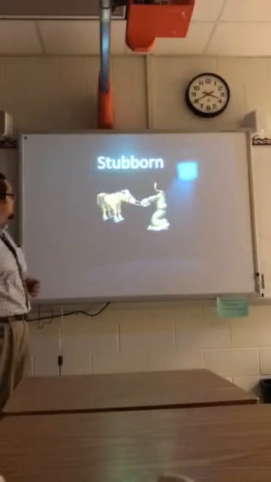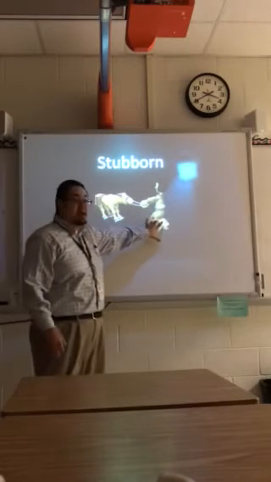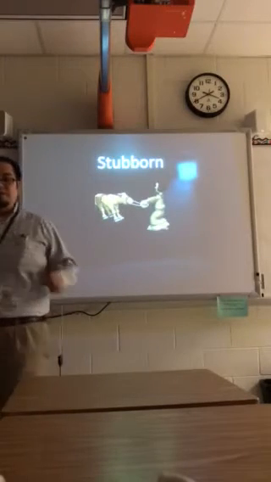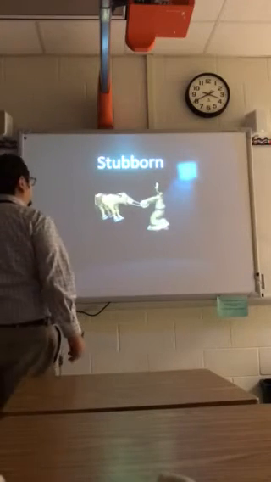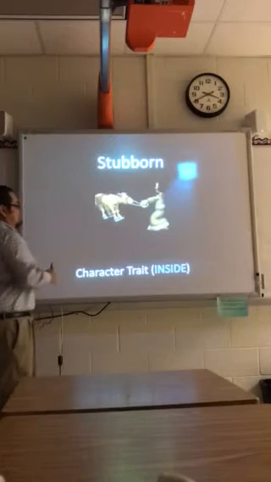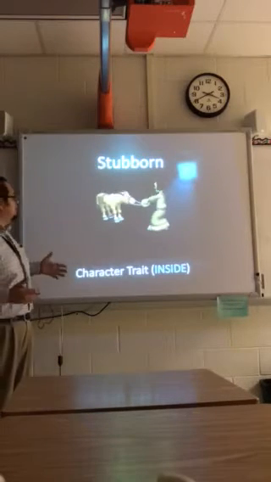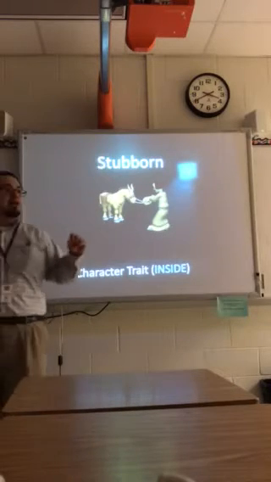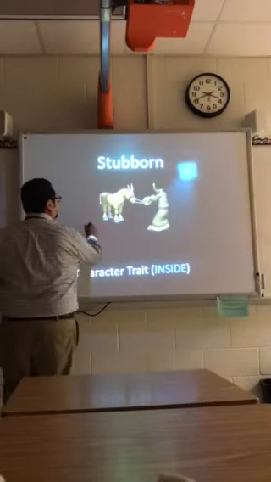Let's look at this one, stubborn. Now here we've got a donkey. We've got someone trying to move them, and the donkey doesn't want to move. The donkey is being stubborn. So I'm going to give you a second to think whether you think that's inside or outside. Stubborn. He doesn't want to move. Okay? It's an inside trait. Again, in this particular case, it is obvious that the donkey is being stubborn, but if you were just to look at someone across the room, you wouldn't be able to tell whether that person was being stubborn or not. That's a trait. It's a character trait.